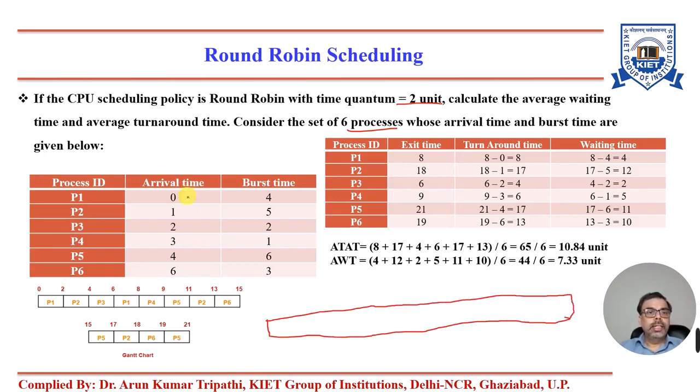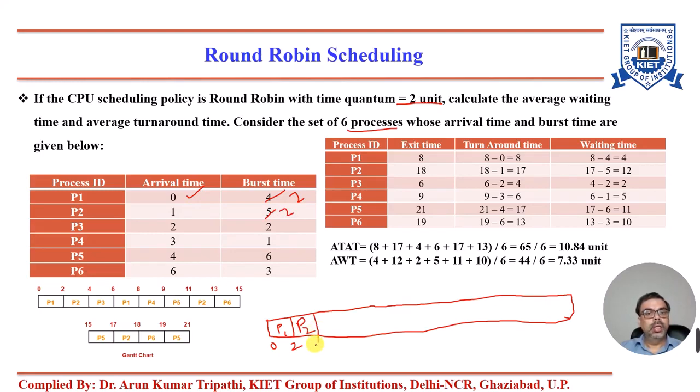Now firstly at time 0 there is only one process, that is P1, that will execute for 2 milliseconds, and after that it has the remaining time as 2. Now at 1 millisecond the process P2 arrives. The P2 will also execute for 2 milliseconds.